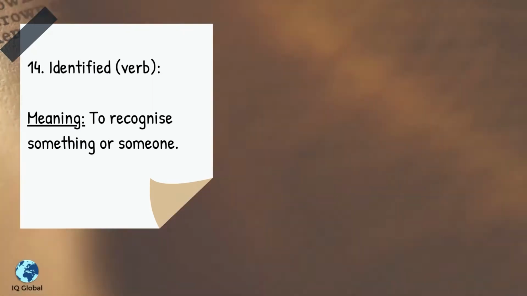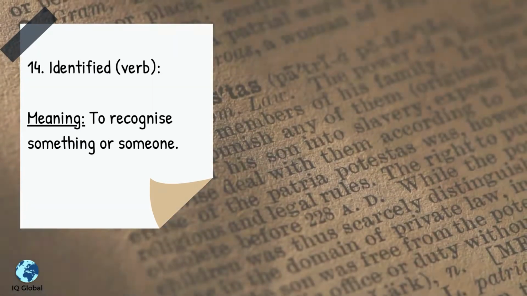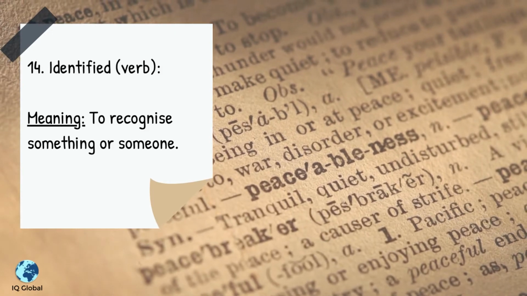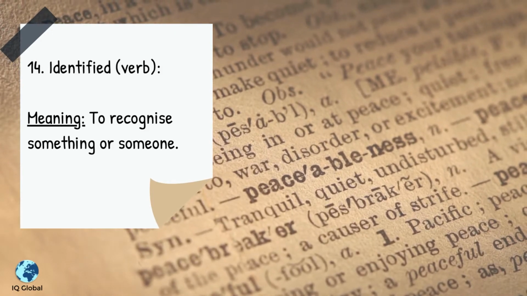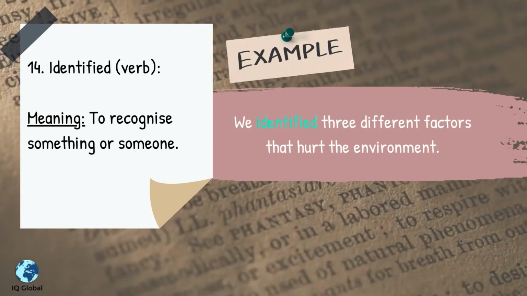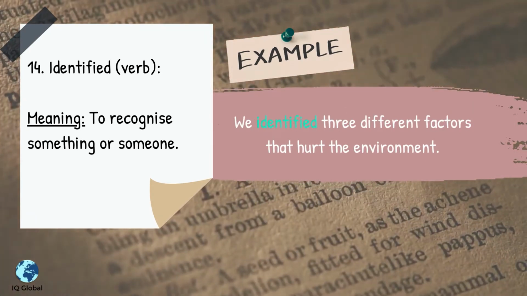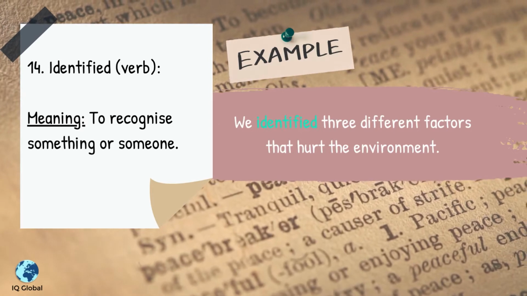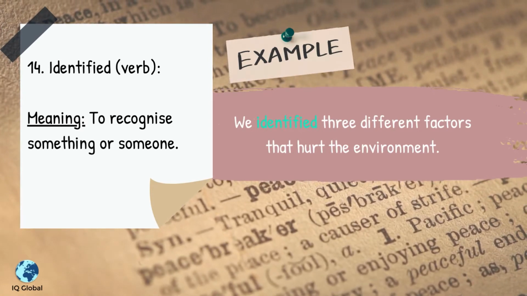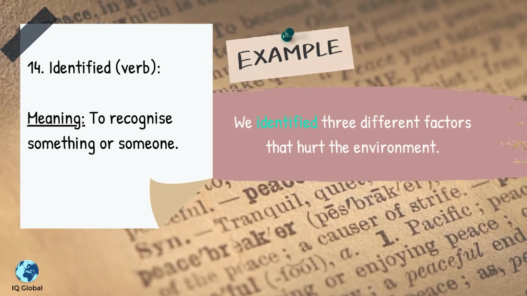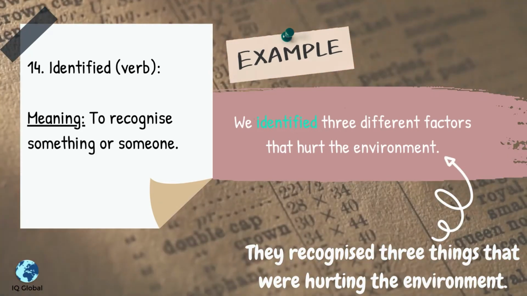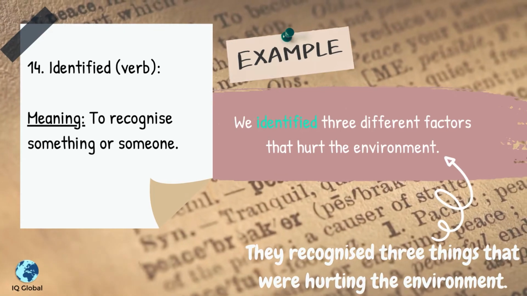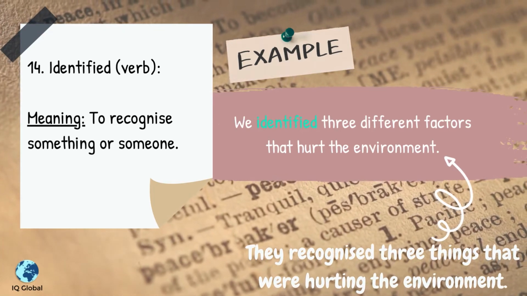14. Identified. This is a verb, meaning to recognize something or someone. Let's have a look at this example. We identified 3 different factors that hurt the environment. So what this is saying is that they recognized 3 things that were hurting the environment.